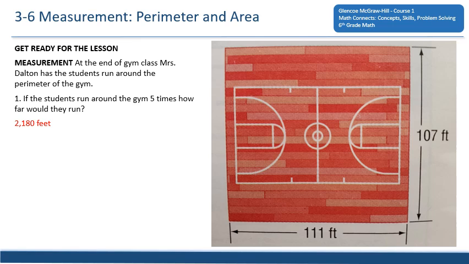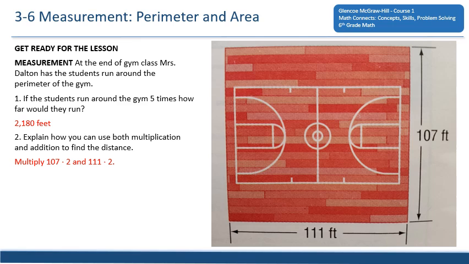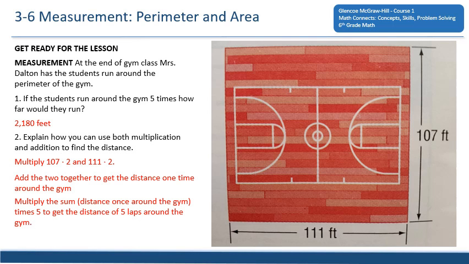2,180 feet. Explain how you can use both multiplication and addition to find the distance. So we can multiply 107 times 2 and 111 times 2. Add the two together to get the distance one time around the gym. Multiply the sum, the distance once around the gym, times 5 to get the distance of 5 laps around the gym.